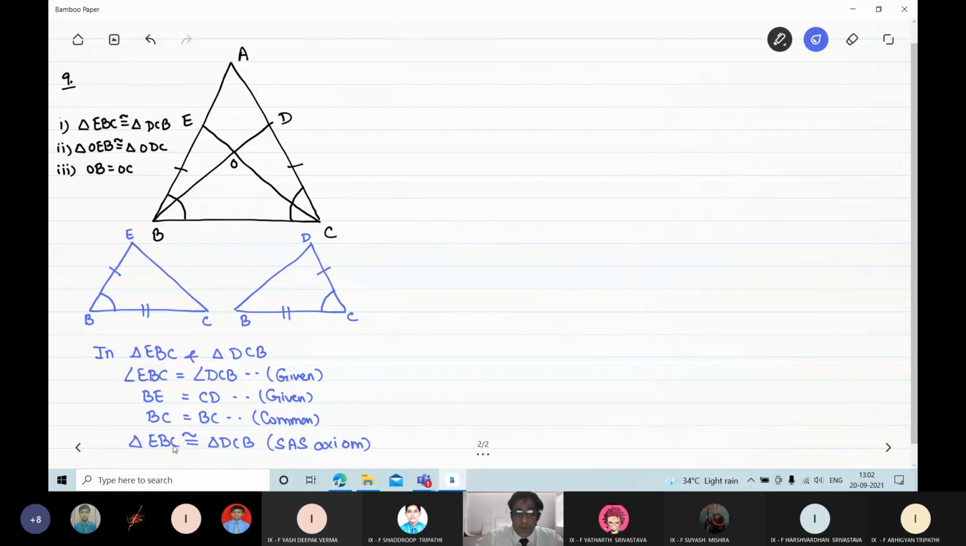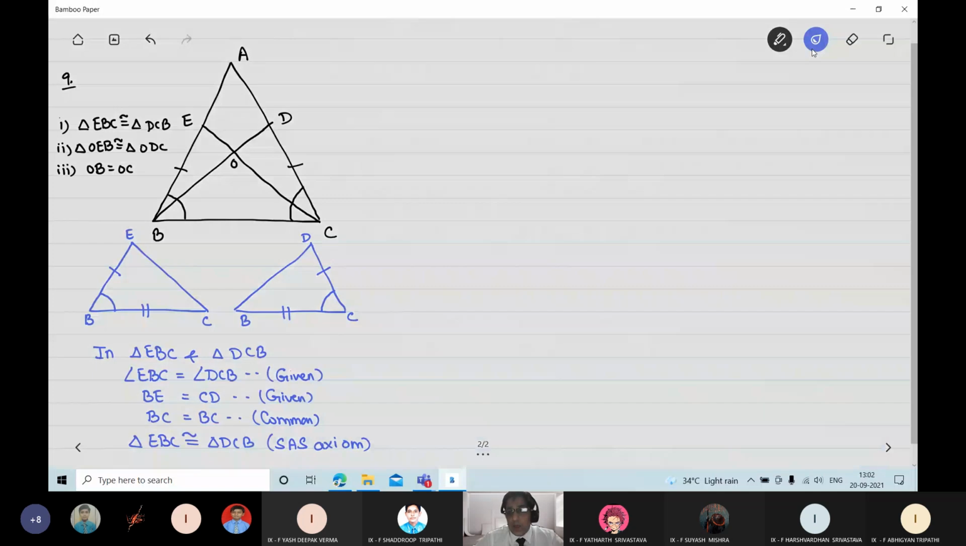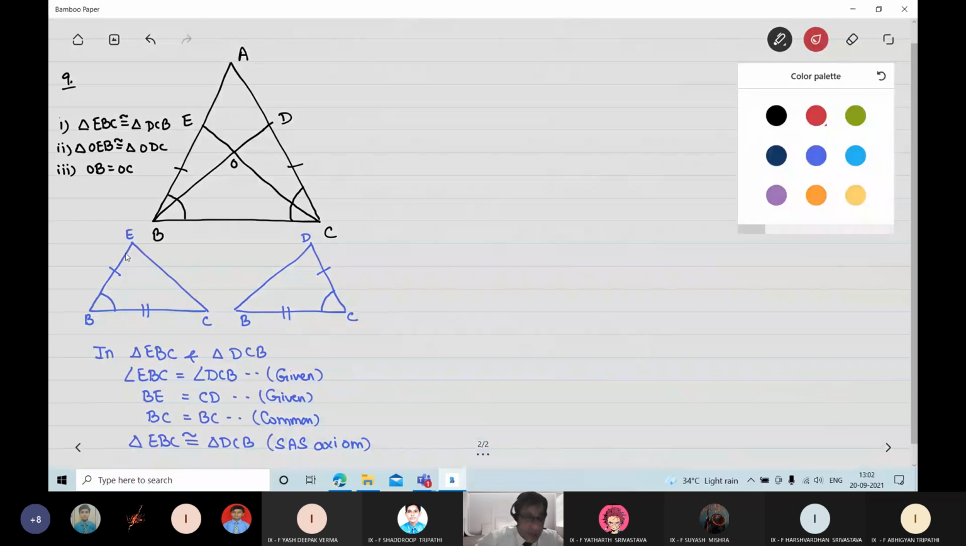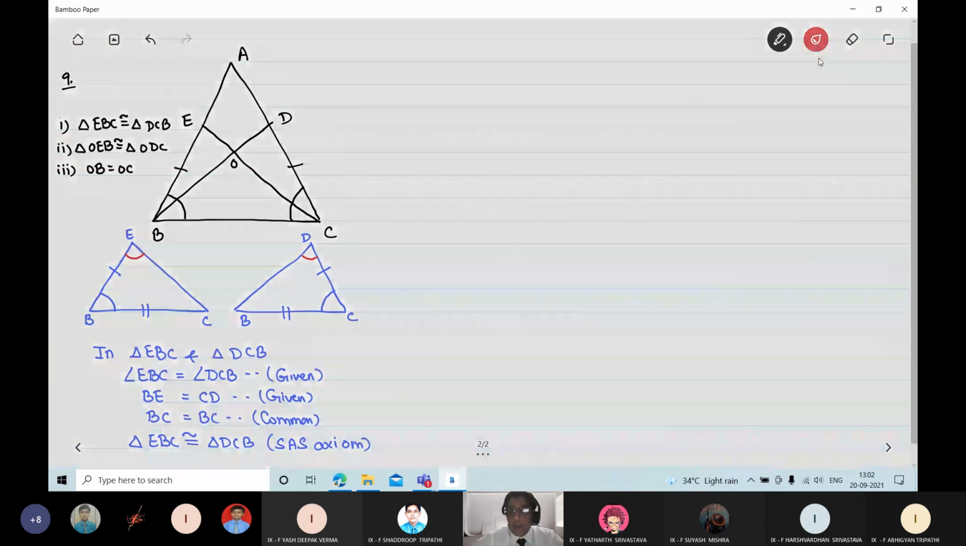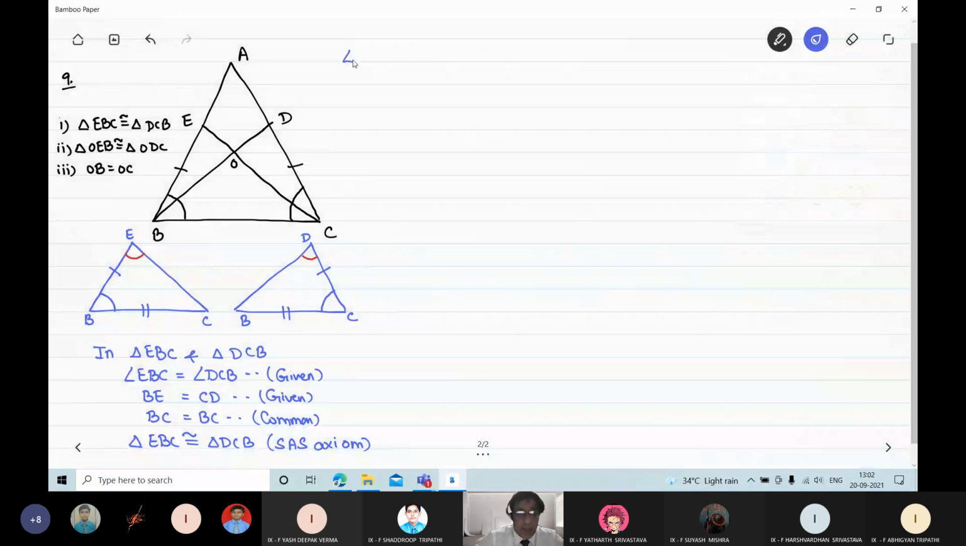Yes, sir. Now, if these two triangles are congruent, can I say that this angle E will be equal to this angle D? Because the corresponding parts will be equal. So I can say that angle BEC will be equal to angle BDC, and this is by CPCT.